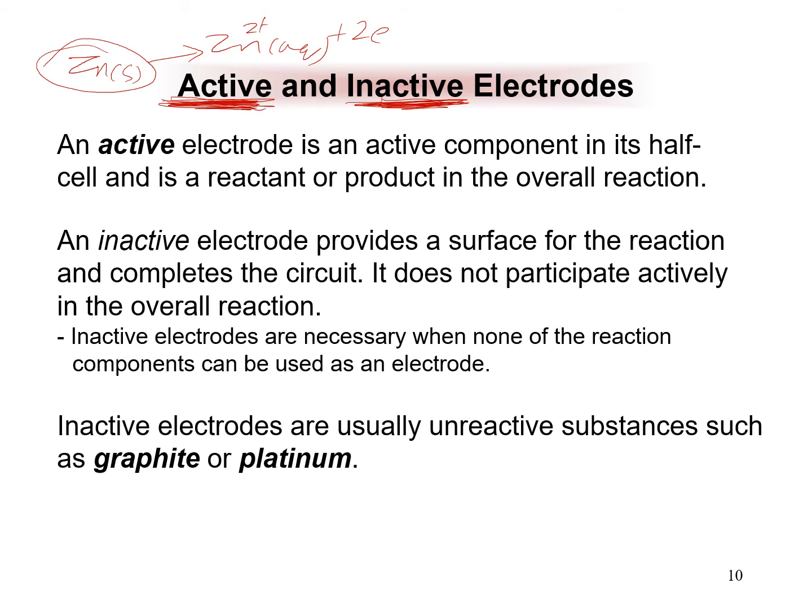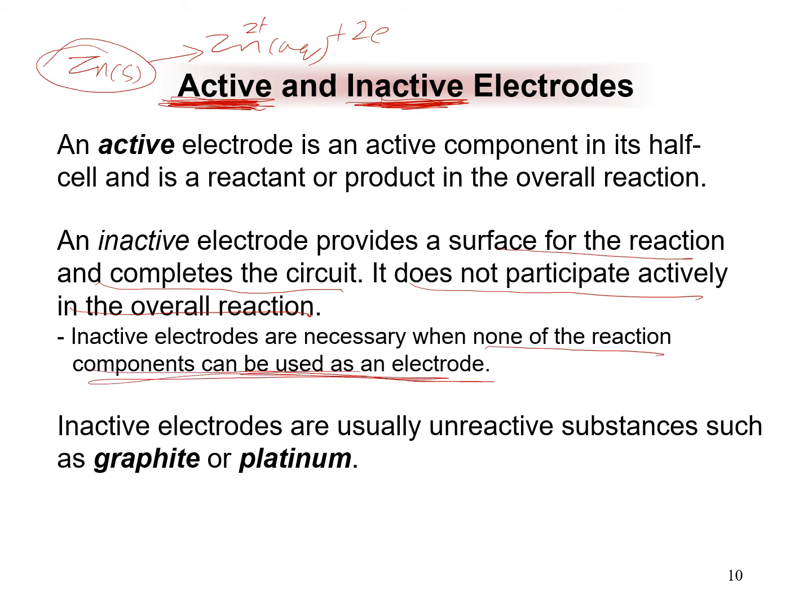Either it can be a product or it can be a reactant, doesn't matter, but it should be participating in the reaction. If it is, it's called an active electrode. If it is not participating, it's called an inactive electrode, but it's only present there as a surface. Okay, it only helps you to complete the circuit. It just provides a surface for the reaction and completes the circuit. It does not participate actively in the overall reaction. So why is it important? These inactive electrodes are necessary when none of the reaction components can be used as electrode.